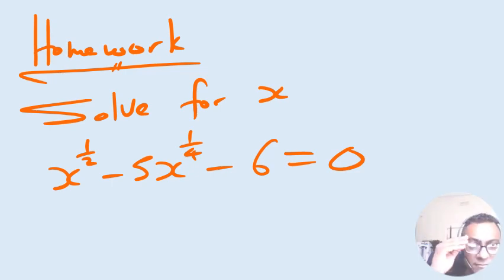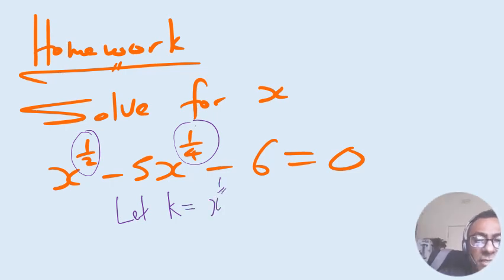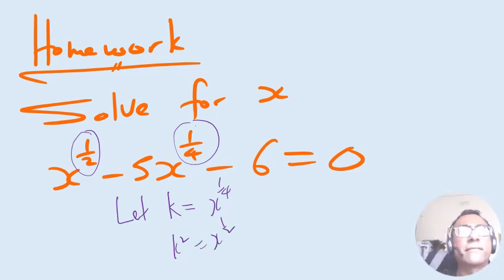And then look at this one, very similar. You've got fractional powers, but a half is twice a quarter. So what do we do? Hey, reminding me of Mr. Kandasamy, my English teacher. Let k equal x to the power quarter, because then k squared becomes x to the power a half. And then what do we do next? That becomes k squared minus 5k minus 6 equals 0.